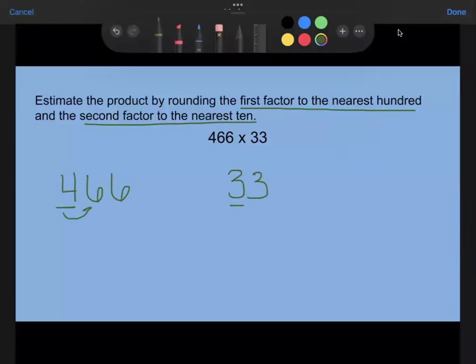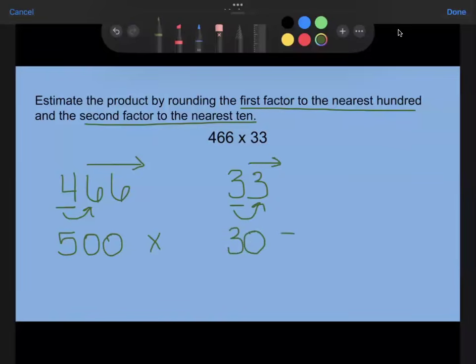When I look right next to the 4, I see a 6. Since 6 is 5 or more, that 4 is going to get raised up to a 5. Then everything to the right of the underlined place value becomes 0. So I'm going to round this to 500. Then I need to look next door, next to the 3 in the tens place for my second factor. 3 is 4 or less, which means the 3 is going to stay the same. And then everything to the right will become zeros.